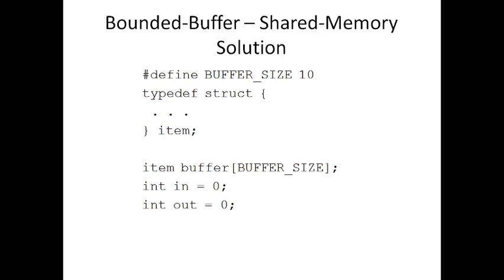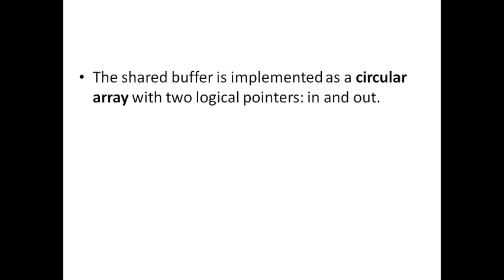This is the declaration of the shared memory based implementation of bounded buffer. So we are creating a buffer of a particular size. In this example, the size is set to be 10. The shared buffer is implemented as a circular array. So it's basically a queue. Actually what we are implementing is a queue having the front and rear. So you can insert only at one end, which is the rear, and you can remove at the other end, front. But to make it efficient, we are going to implement this as a circular queue.